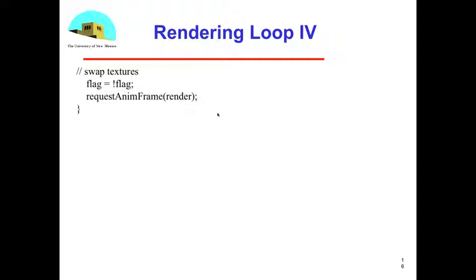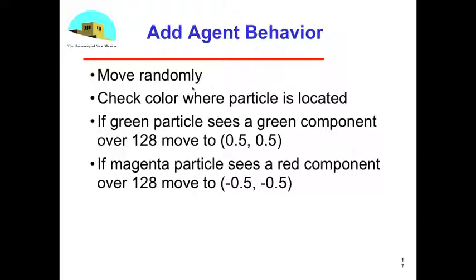What if I now want to add a little bit of behavior? The only behavior I'm going to do is the following. I'm going to move around randomly, and each agent is going to check the background where it's located. It's going to look at the color in that texture and say, if I'm a green particle, and I see something that's green there, what I'm going to do is move to the collection point 0.5, 0.5.